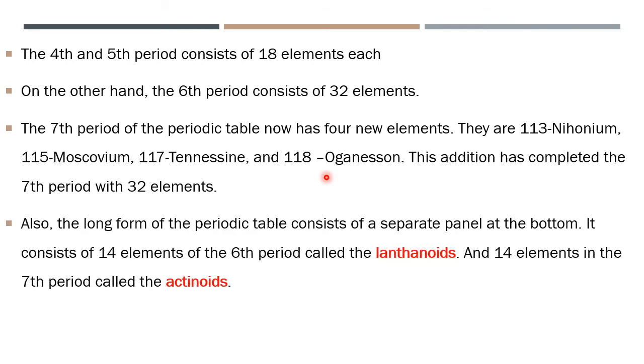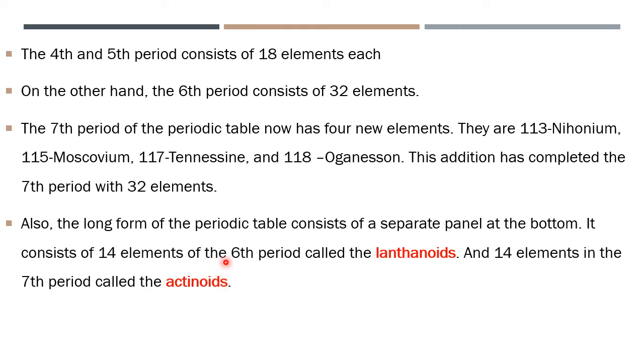The long form of the periodic table consists of a separate panel at the bottom. It consists of 14 elements of the sixth period called the lanthanoids and 14 elements of the seventh period called actinoids. So please recall yesterday's discussion. There was a gap of 14 elements.